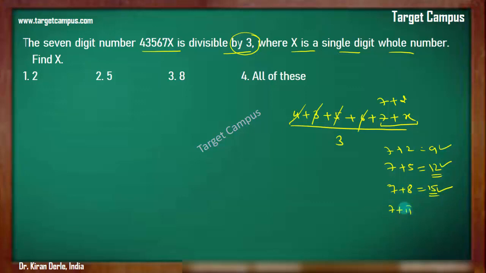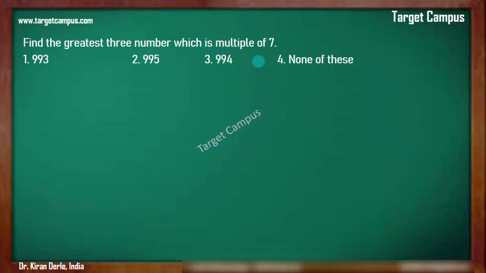If you add this 11, it will become a 2-digit number. We do not want x to be a 2-digit number. So x can take the value of 2, still the whole number will be divisible by 3. It can take the value of 5, it can take the value of 8 also. So this is possible, this is possible, this is possible. All of these should be your answer. I hope you're getting this, right? Very basic and very interesting stuff we are doing here, guys.